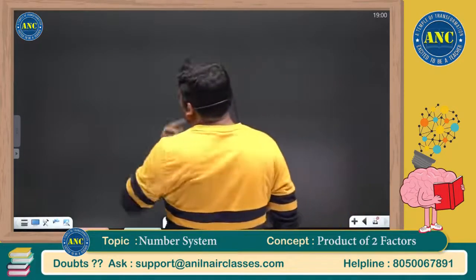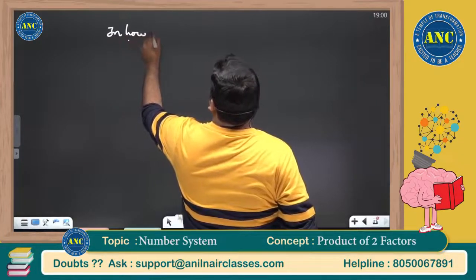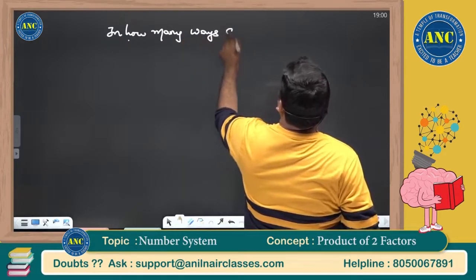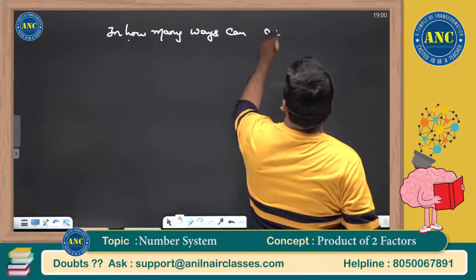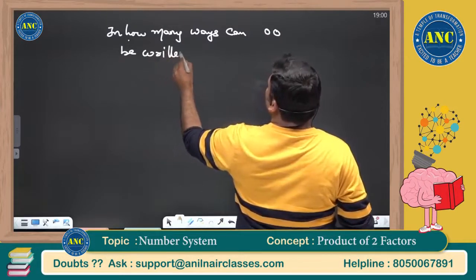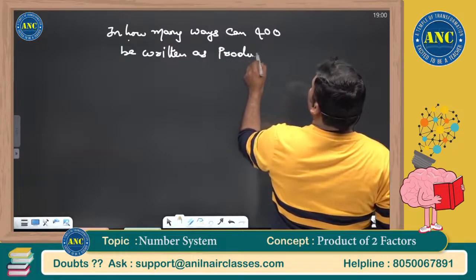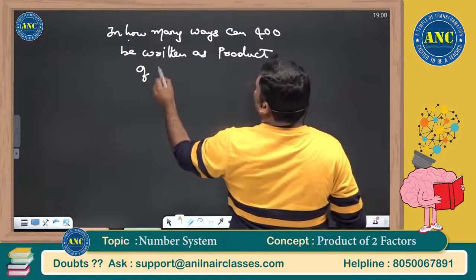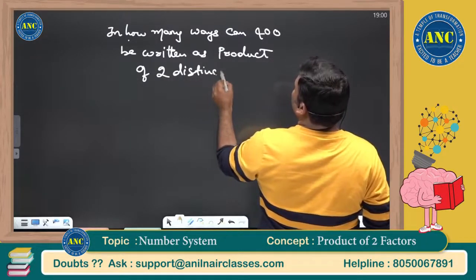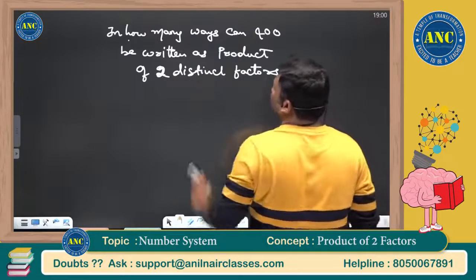Suppose the question is, for example, in how many ways can 400 be written as a product of two distinct factors?